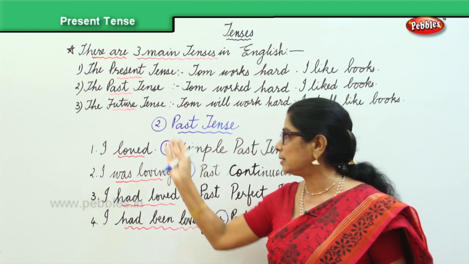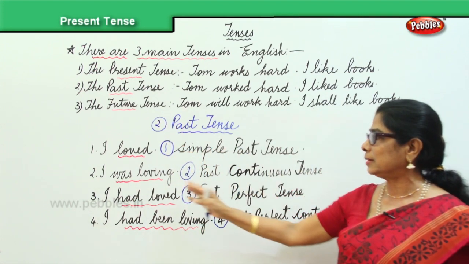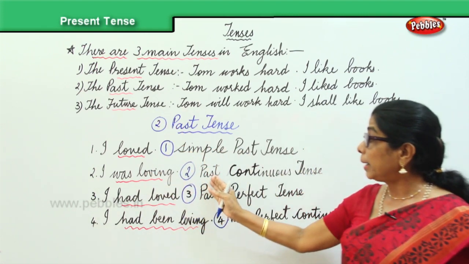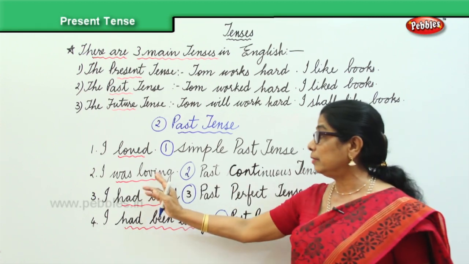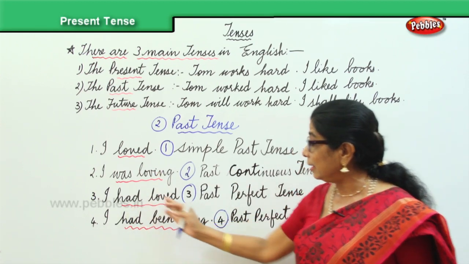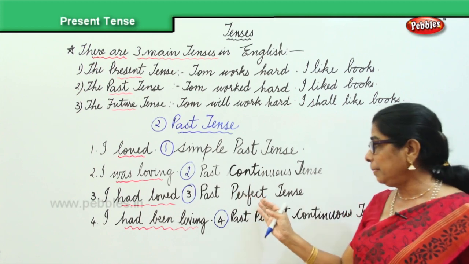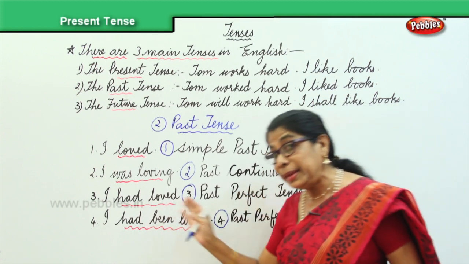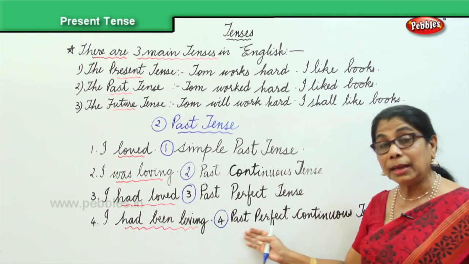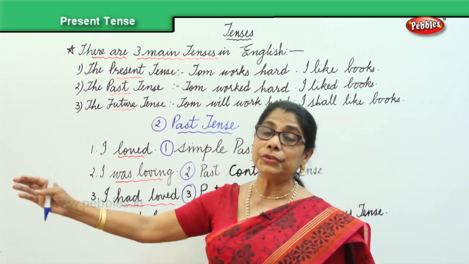Loved, past, simple past. Was loving, past and continuous. Had loved, past and perfect. Had been loving, past, perfect and continuous tense.